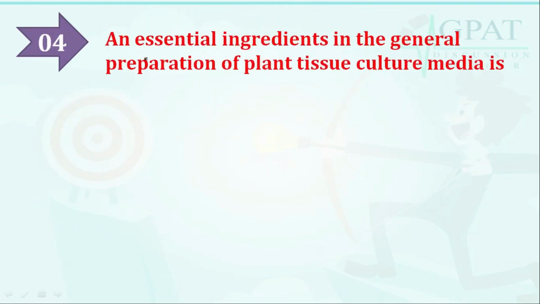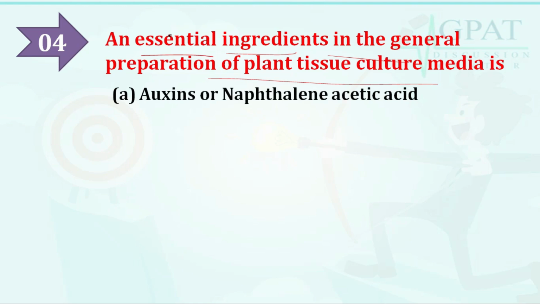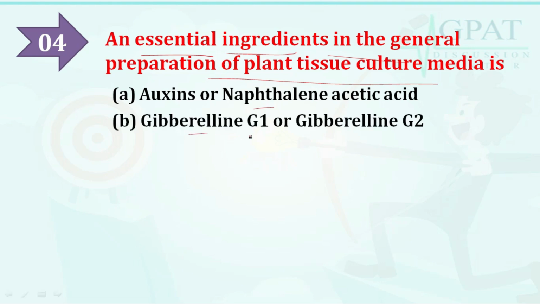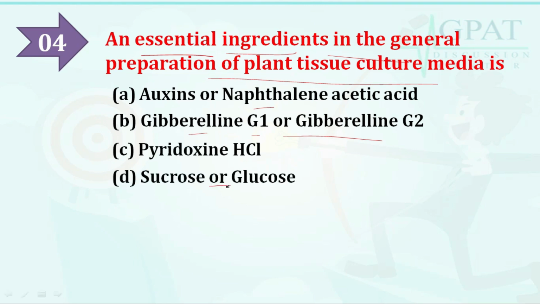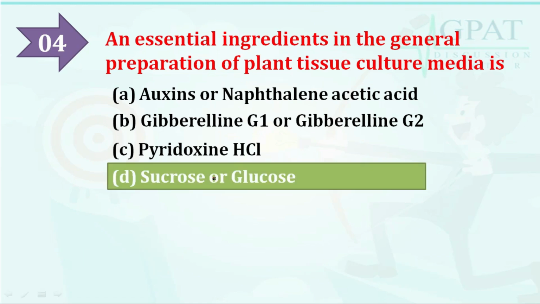Now the next question is: an essential ingredient in the general preparation of plant tissue culture media is. The options are: option A auxins and naphthalene acetic acid, option B gibberellin G1 or G2, option C pyridoxine HCl, option D sucrose or glucose. So the essential ingredient in the general preparation of plant tissue culture media is, the correct answer, sucrose and glucose. These are the essential ingredients.